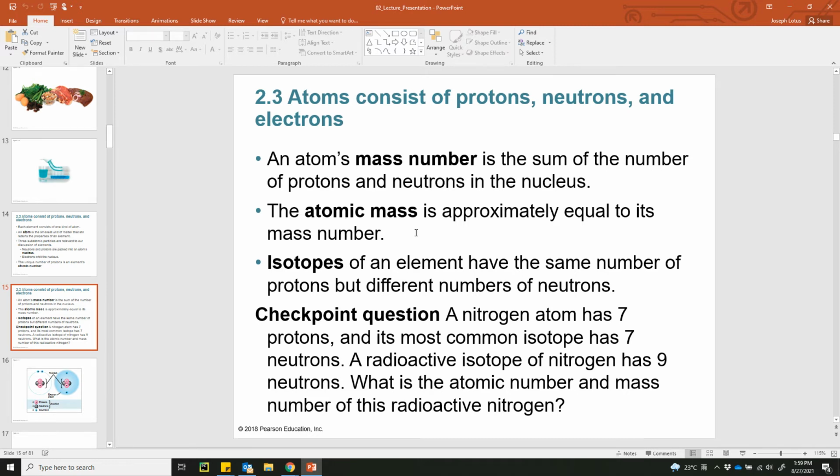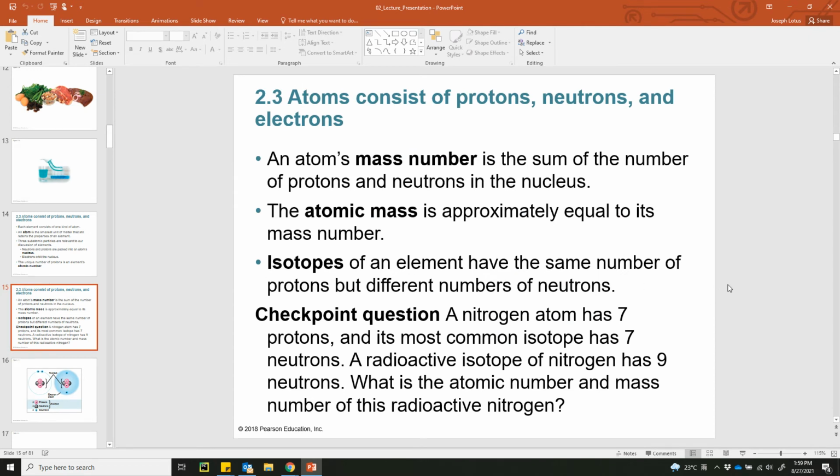The atomic mass is approximately equal to the mass number, and in biology class, we can just say they're about the same. We don't have to worry about that too much. But something we will worry about is isotopes. So an isotope is a different version of the same element. And what makes it different is that it has a different number of neutrons. Now, it has the same exact number of protons because that's what determines the identity, but it may have a different amount of neutrons.